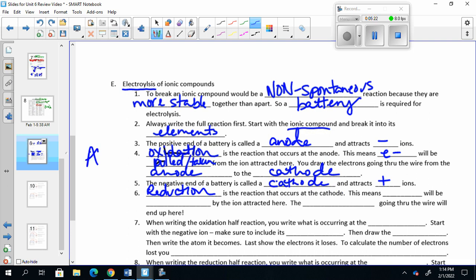So I always like to say An Ox and Red Cat, because that reminds us oxidation, losing electrons, happens at the anode. And then reduction, gaining electrons, happens at the cathode. Reduction is the reaction that occurs at the cathode. This means electrons will be gained by the ion attracted here. The electrons going through the wire will end up here.